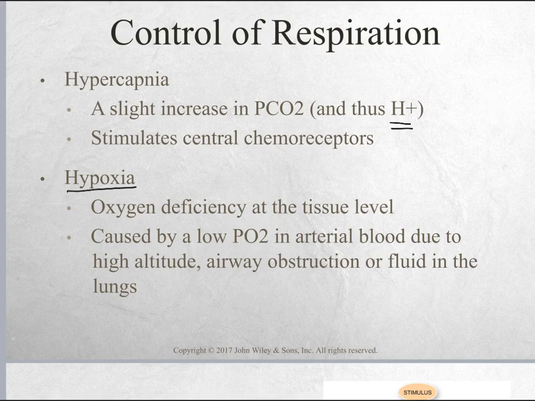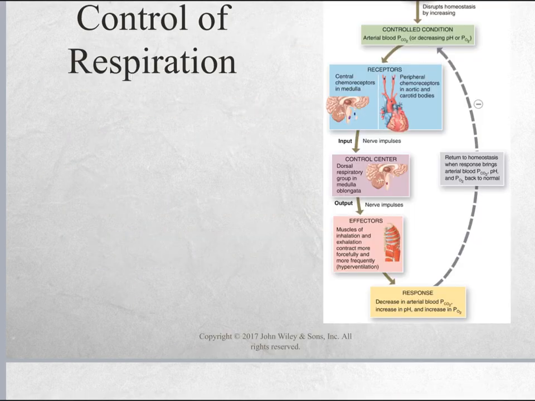When we have hypoxia, so hypo means low, oxia, oxygen, we get an oxygen deficiency at the tissue level. This is caused by a low partial pressure of oxygen in the arterial blood. Conditions that can cause this might be high altitude, say you went to a football game or you moved to Colorado by Mile High Stadium. Another condition that can cause chronic hypoxia could be some type of obstruction in the airway or fluid in and around the lungs.